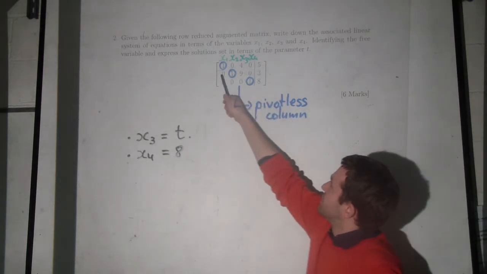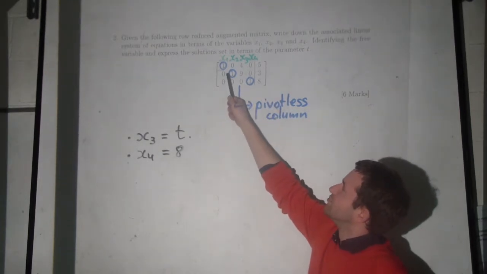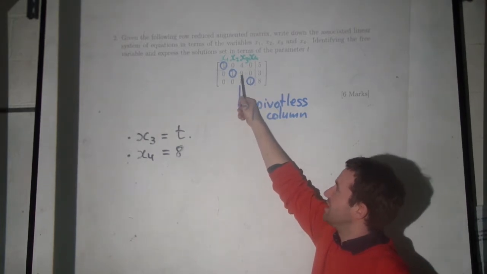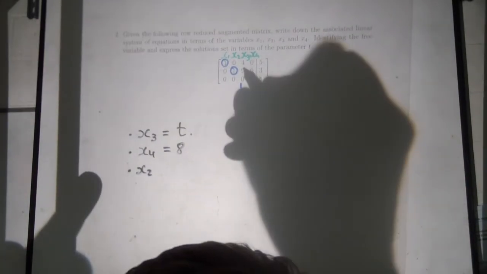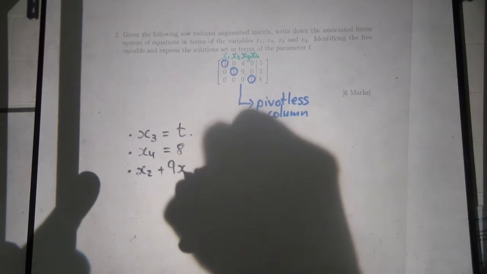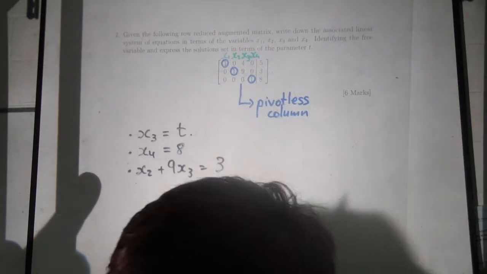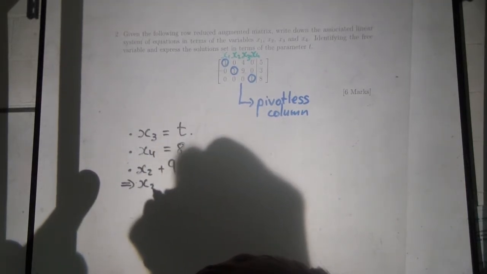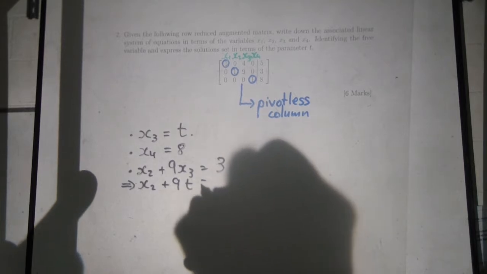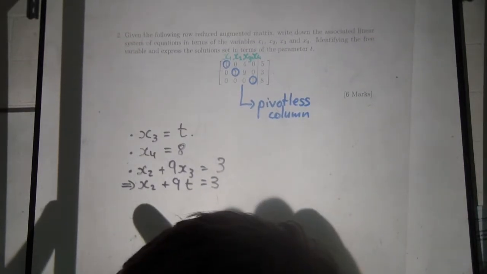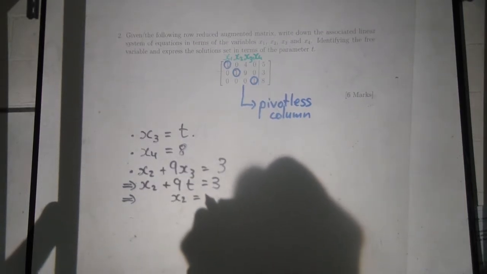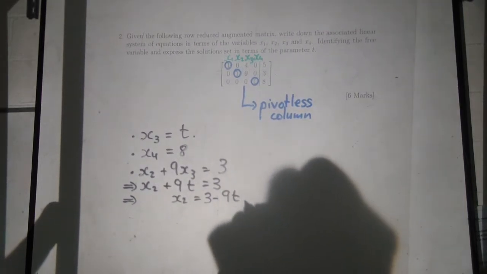Now look at this one. What does this row read as? x2 plus 9x3 is equal to 3. And we've already said that x3 is the parameter. x3 is equal to t. So x2 plus 9t equals 3. And all you want is to get x2 on its own, so take away 9t. x2 is equal to 3 minus 9t.